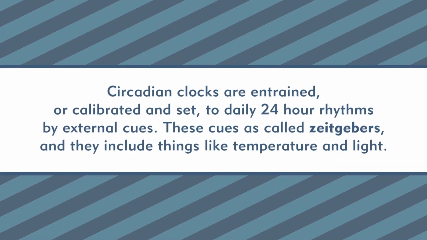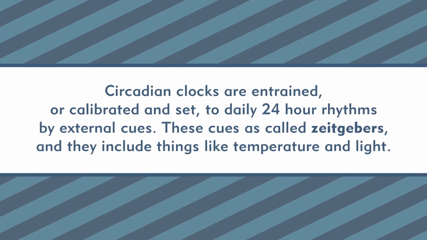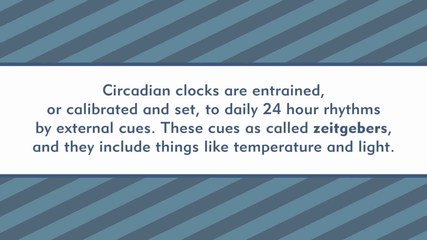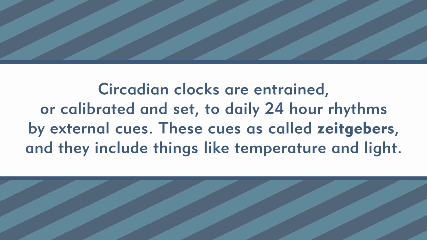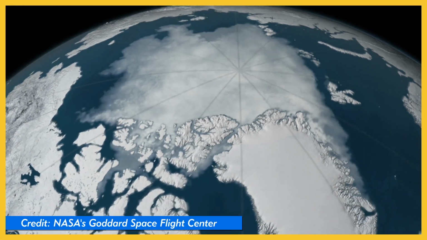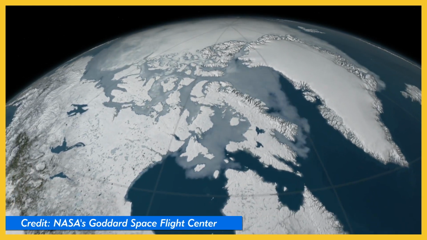Circadian clocks are entrained, or calibrated and set to daily 24-hour rhythms by external cues. These cues are called Zeitgebers, and they include things like temperature and light. Constant 24-hour Zeitgebers aren't really present in polar regions where day-night cycles are so extreme. Without a predictable night and day available throughout the year, scientists figured that circadian rhythms in Arctic animals would deviate from 24 hours.